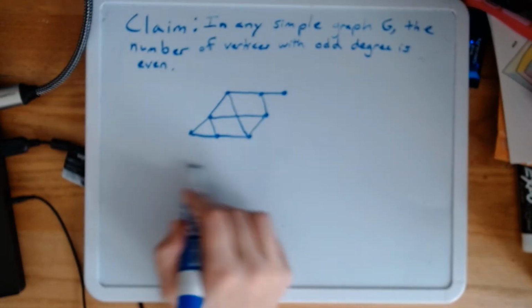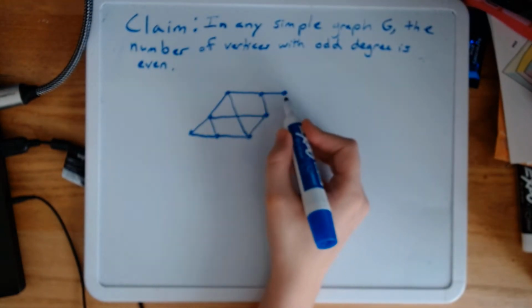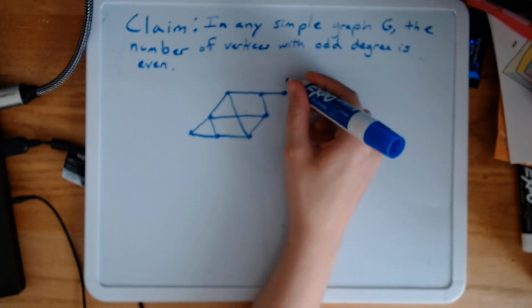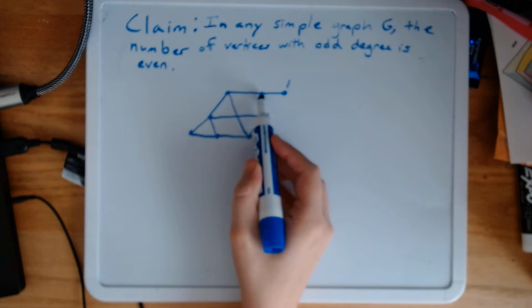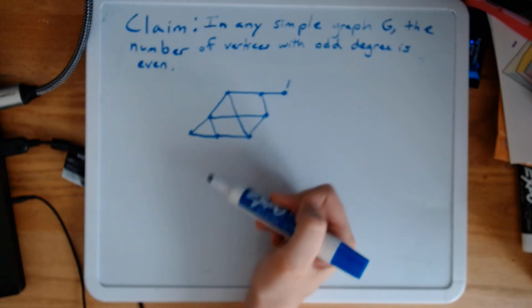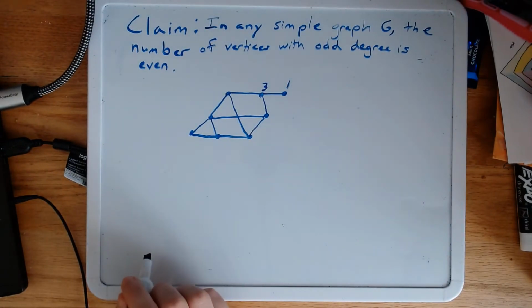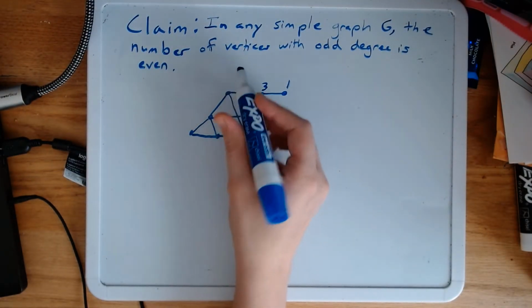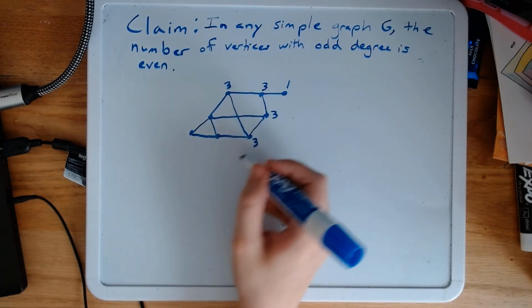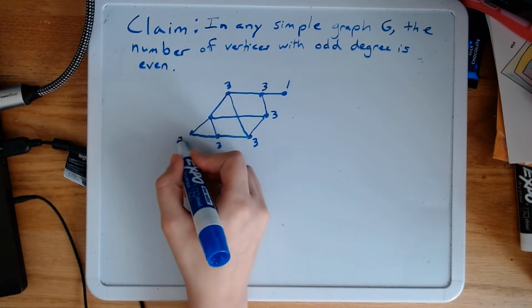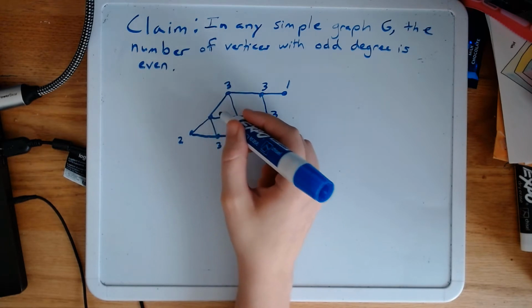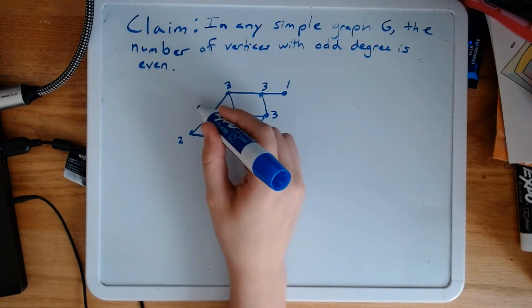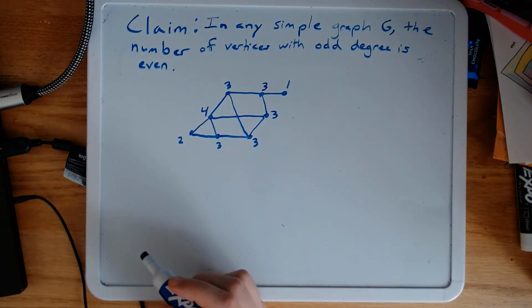So let's look at an example to start. This vertex is only connected to this edge, so it has degree 1. This vertex, right, 3 edges, so it has degree 3. And we could keep going. This also has degree 3, 3, 3, 3, 2, and 4.